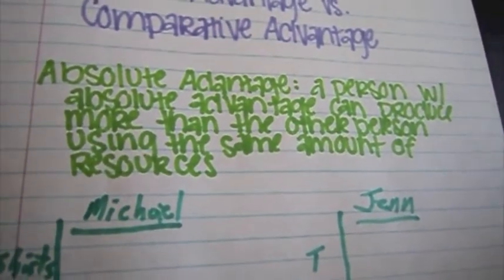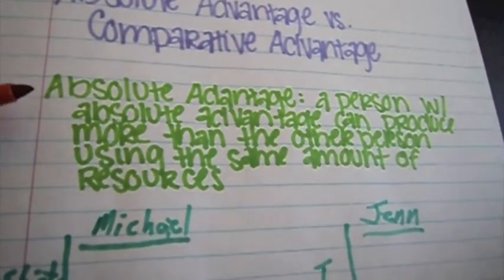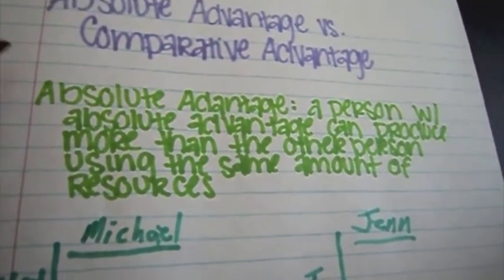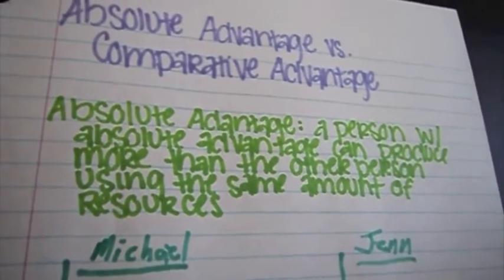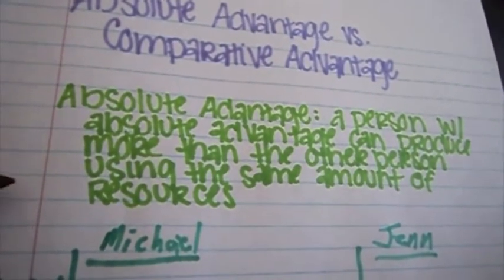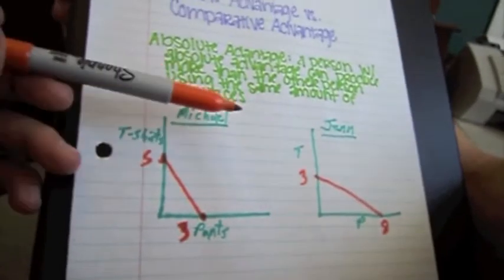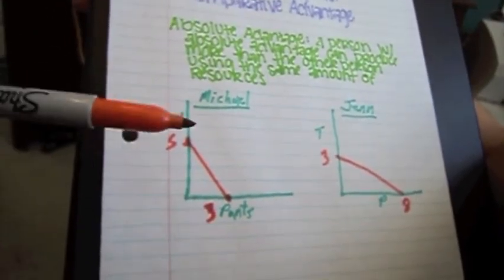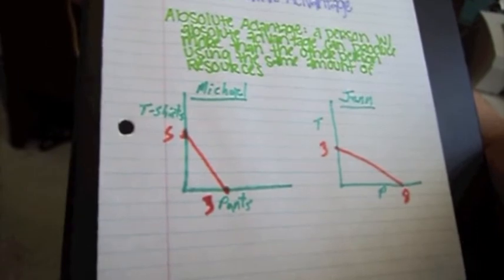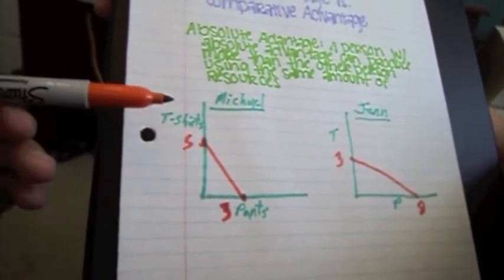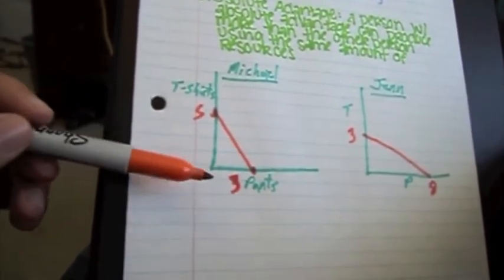Absolute advantage versus comparative advantage. Absolute advantage means a person with absolute advantage can produce more than the other person using the same amount of resources. For this example, the only resource we're using is time. Say Michael and Jen are both producing t-shirts and pants within 1 hour. Michael can produce 5 t-shirts or 3 pairs of pants, and Jen can produce 3 t-shirts or 8 pairs of pants.